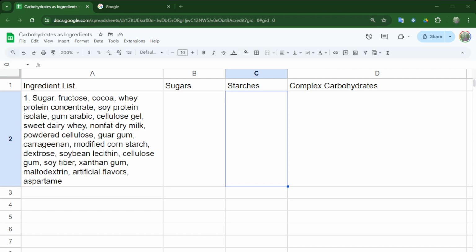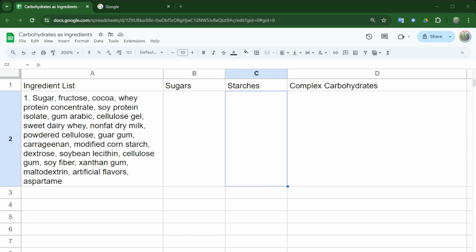So what I'm going to do here is go through the assignment. This is the carbohydrates as ingredients assignment. I'll discuss what I'm looking for and go through the first problem in it with you guys.